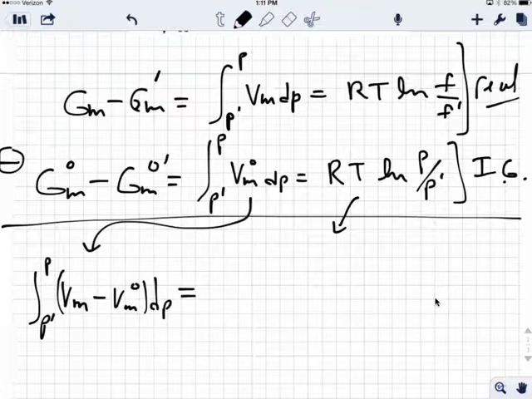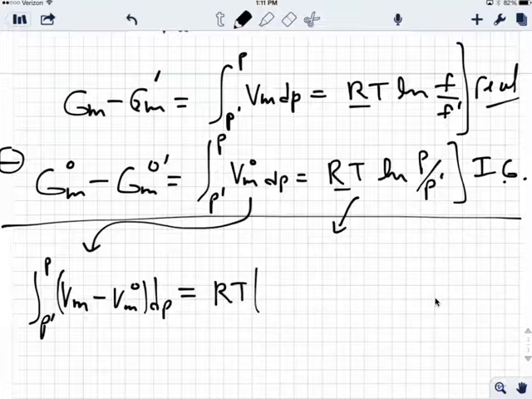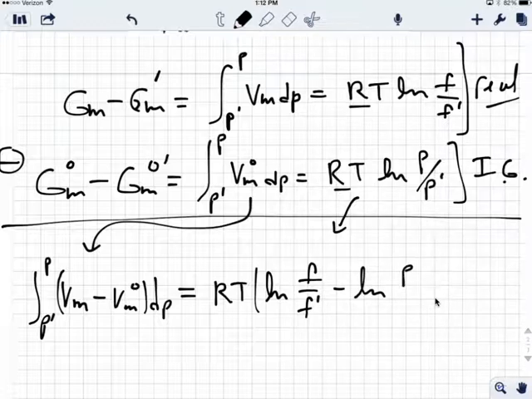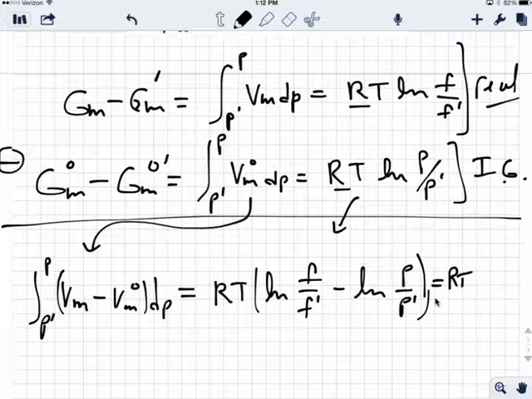And this is going to equal, notice we can factor out the RT terms, and so we'll have RT, and then in parentheses natural log of f over f prime minus natural log of P over P prime, which we can rewrite as RT natural log of f P prime over f prime P.